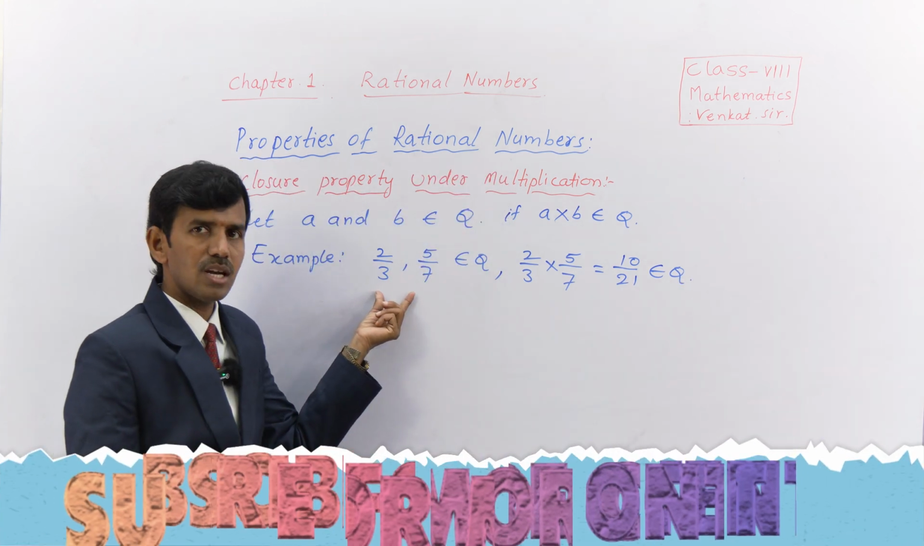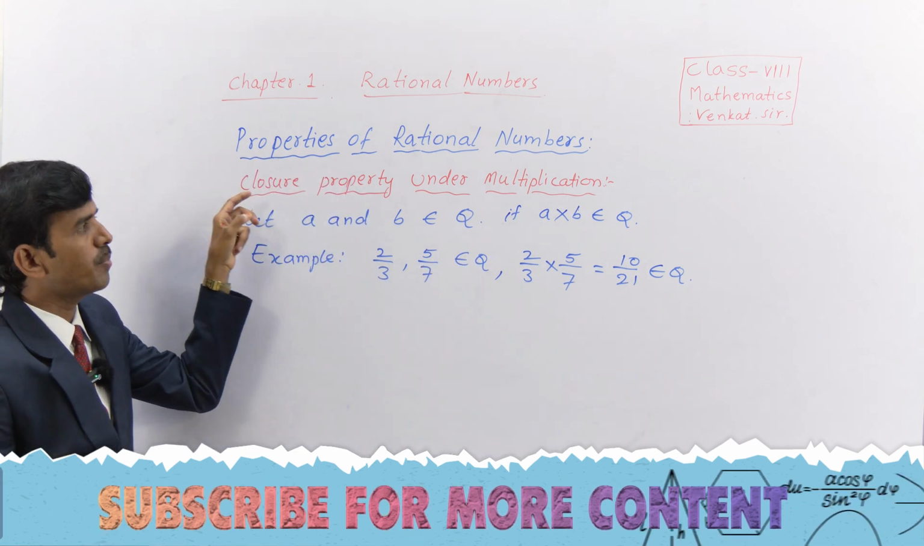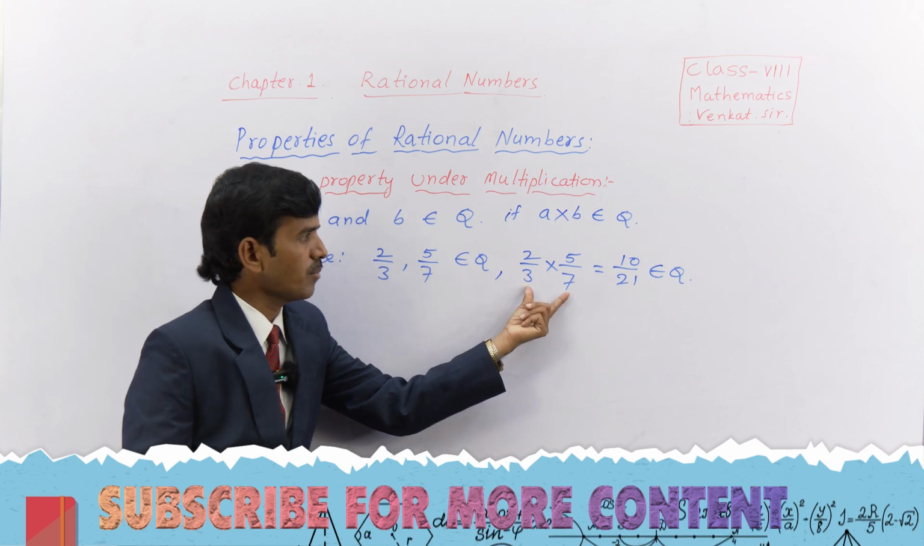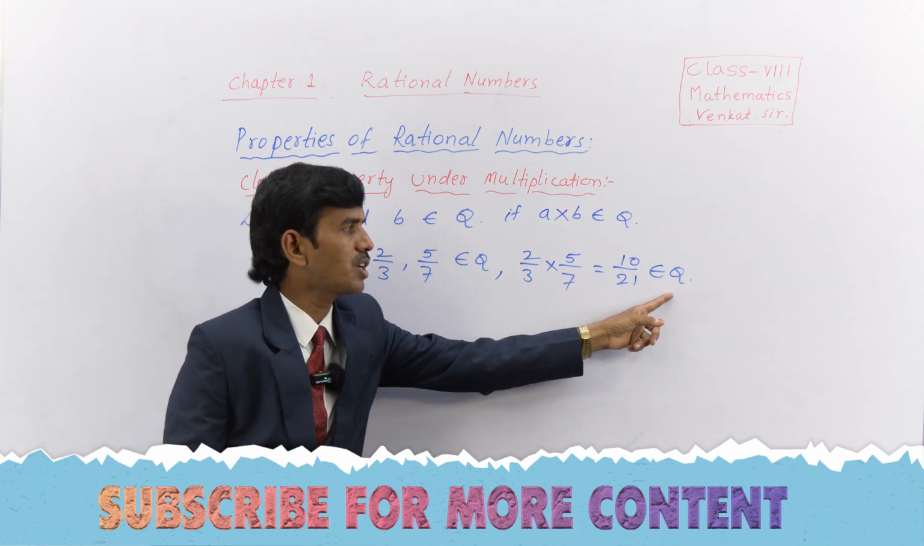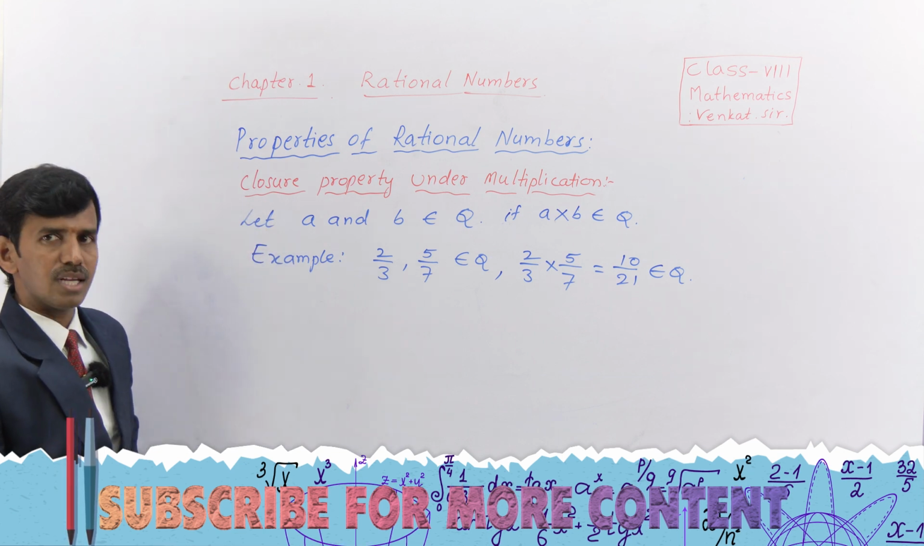The given two rational numbers whose product is also rational, then this property is known as what? Closure property under the operation what? Multiplication. When we multiply, the result obtained also belongs to the set of rationals. Therefore, this property is known as closure property under multiplication.